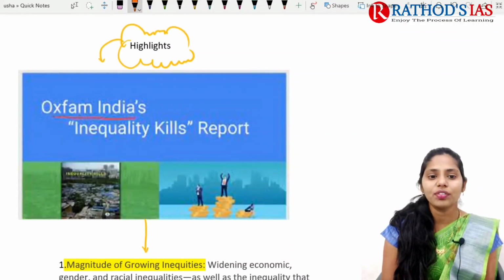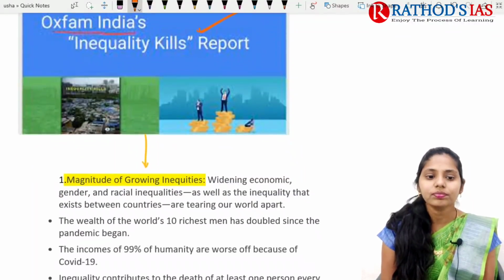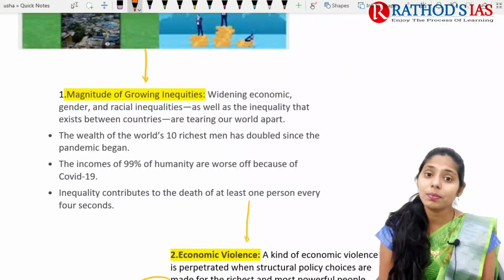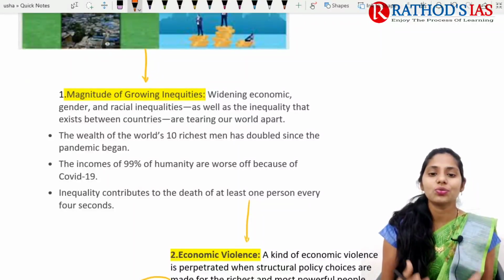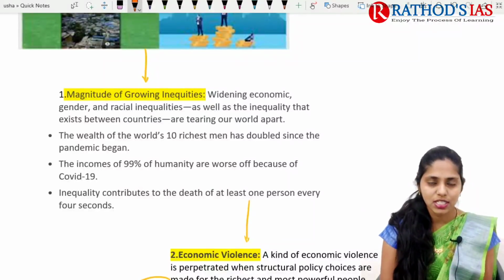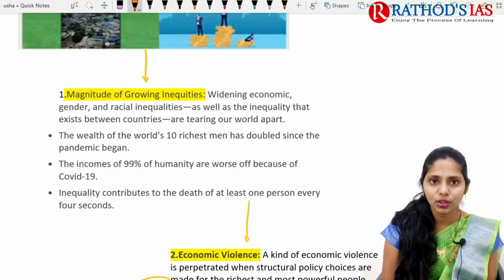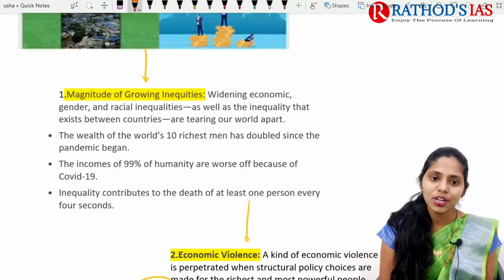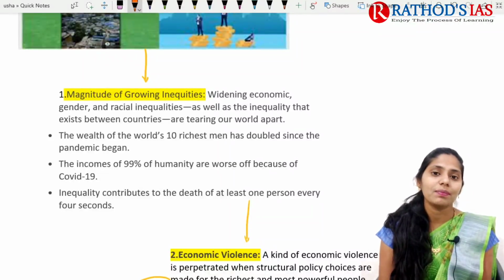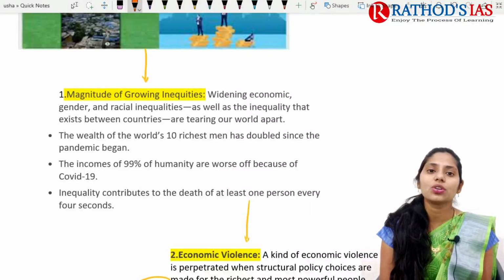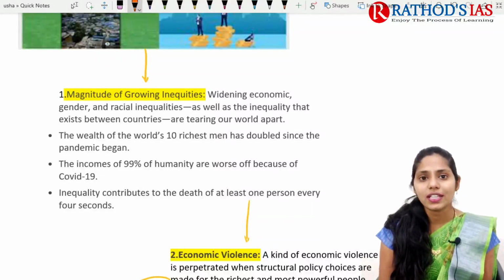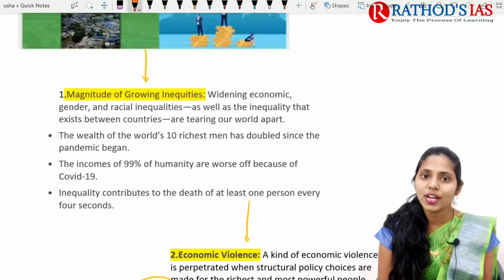So if we are talking about the highlights of Oxfam India's Inequality Kills report, the first and foremost point you need to remember is the magnitude of growing inequalities. There is widening of economic, gender and racial inequalities seen across the countries. And because of this COVID-19 pandemic, there is increasing gender inequality. There were a number of reports suggesting increasing domestic violence against women, increasing sexual abuse, and increasing cases regarding POCSO as well, due to the COVID-19 pandemic.